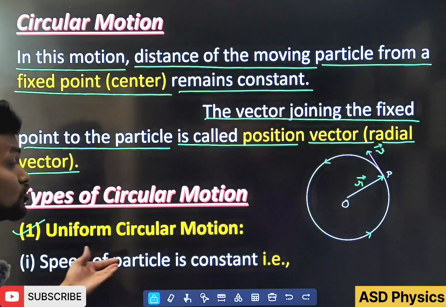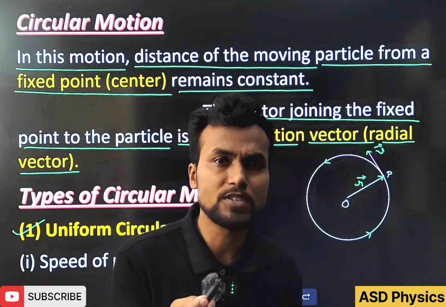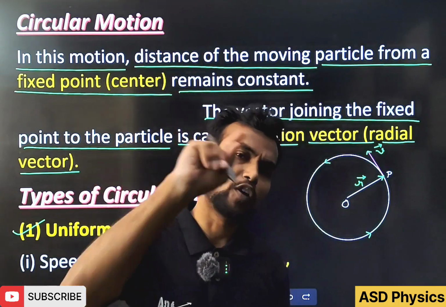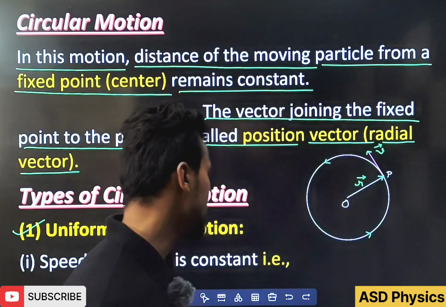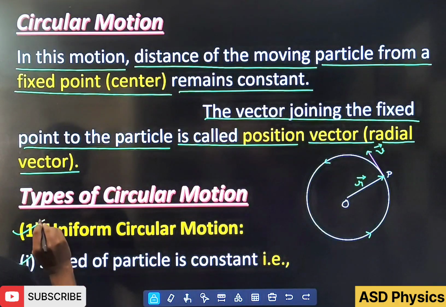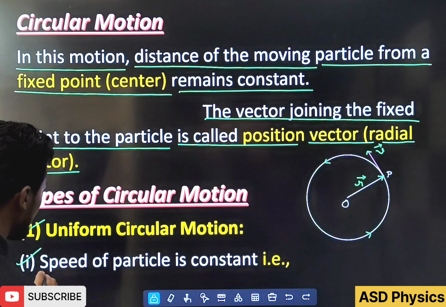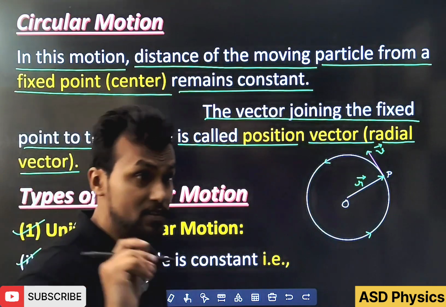First one, let's see uniform circular motion. Uniform circular motion, most of the time it will be in a horizontal plane. Vertical circular motion we will see later. Okay. So what is the first point? See, the speed of the particle is constant. What is constant here? Speed of the particle is constant.